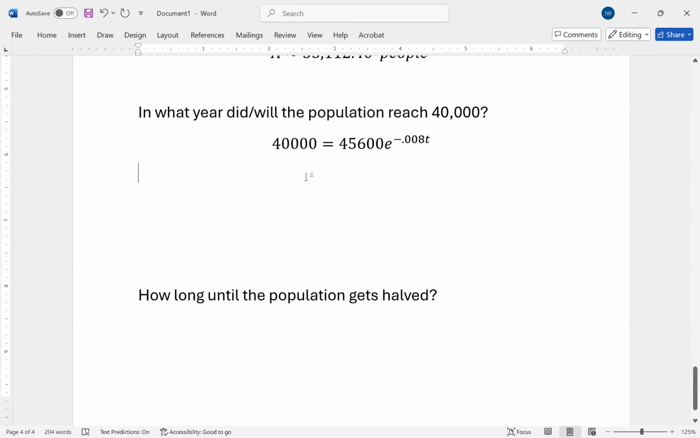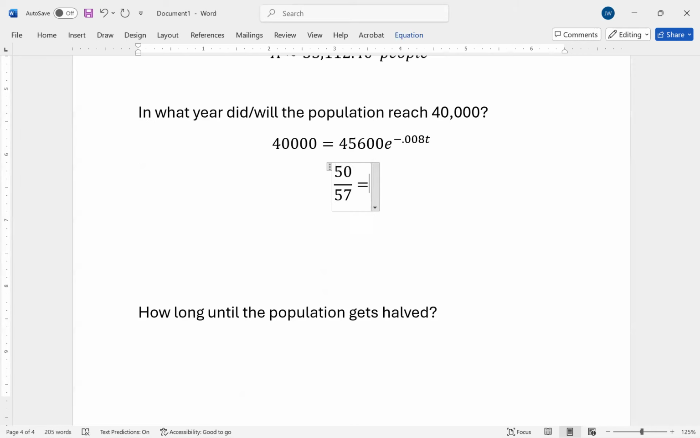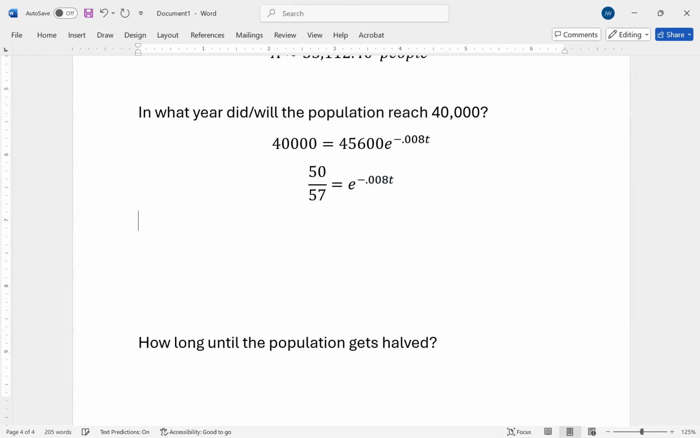Divide both sides by 45,600. If I take 40,000 and divide by 45,600, I get an ugly decimal, which as a reduced fraction is 50 over 57. That's equal to e to the negative 0.008 times t. Now I would apply natural log to both sides. If I apply natural log to both sides, I get natural log of that fraction, 50 over 57.